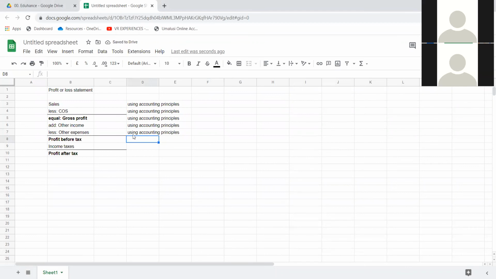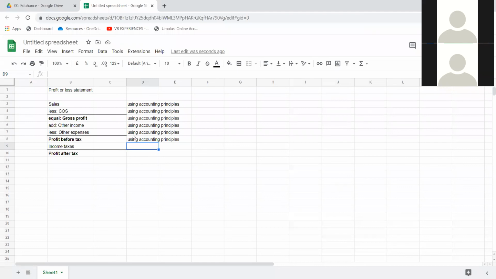Now, profit before tax. Profit before tax is made up of sales minus cost of sales plus other income minus other expenses. All of those are based on accounting principles. So as a result, profit before tax is also determined using accounting principles.